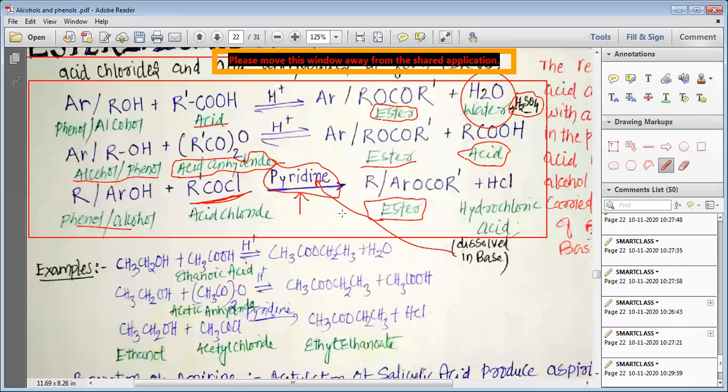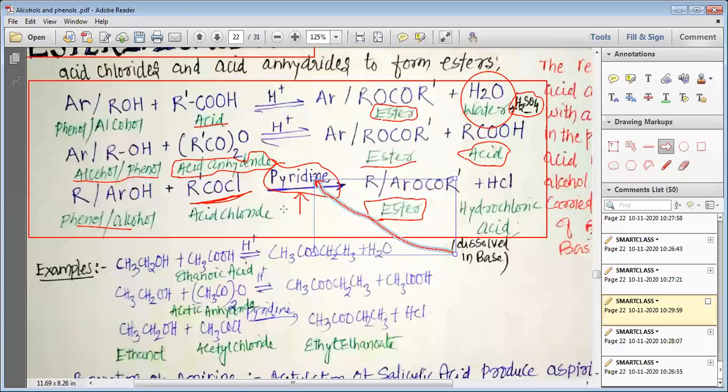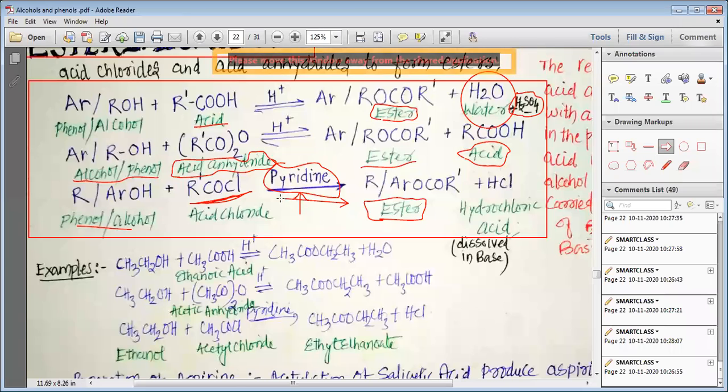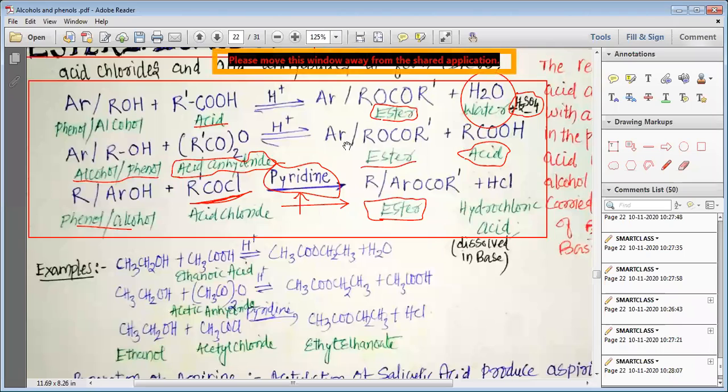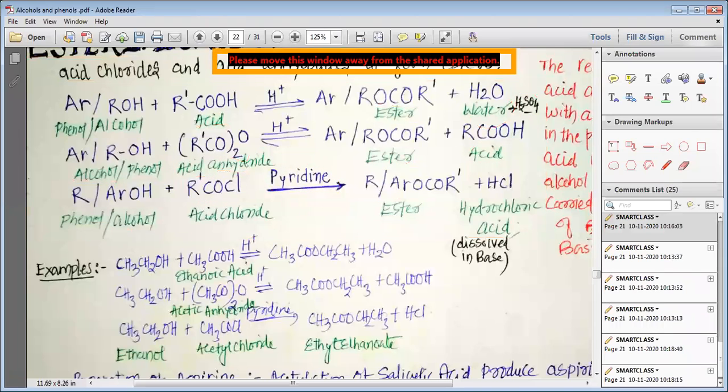The base we use here is pyridine. So hydrochloric acid is dissolved in pyridine, and as more and more hydrochloric acid is dissolved in pyridine, we can get more and more product. This is how we get more and more ester. So this is the role of the various catalysts that we use for our various reactions here.